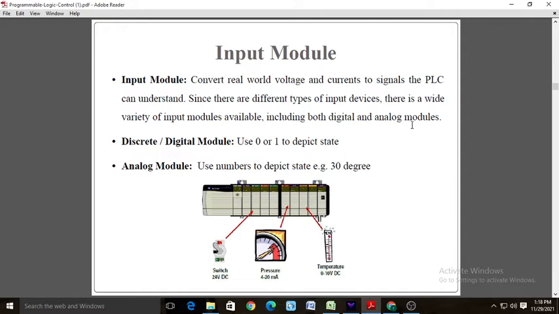As we already discussed, a discrete or digital module uses 0 or 1 to depict the state. An analog module uses numbers to depict the state. For example, 30 degrees can be provided by the analog module.